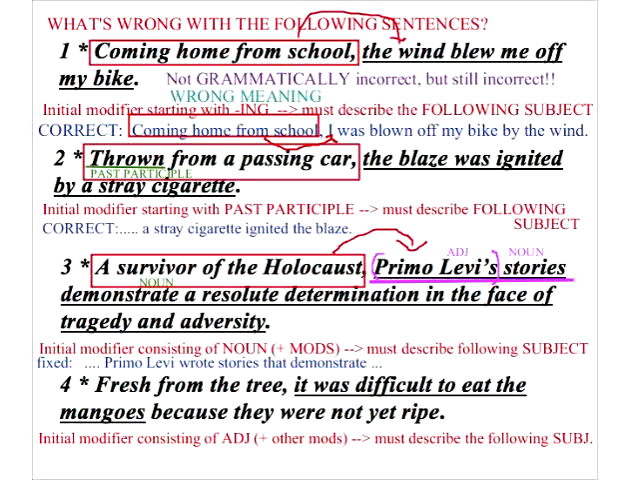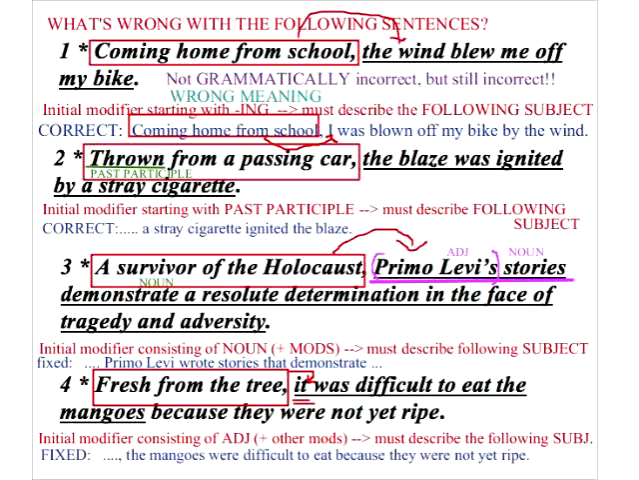So "fresh" is an adjective, "from the tree." This is not the mangoes. "It" is one of those special placeholder pronouns that doesn't really stand for anything. So to fix this sentence, we need to have the mangoes here. So the corrected version would be "Fresh from the tree, the mangoes were difficult to eat because they were not yet ripe." Okay, smiley face if this makes sense. If not, please ask a question.